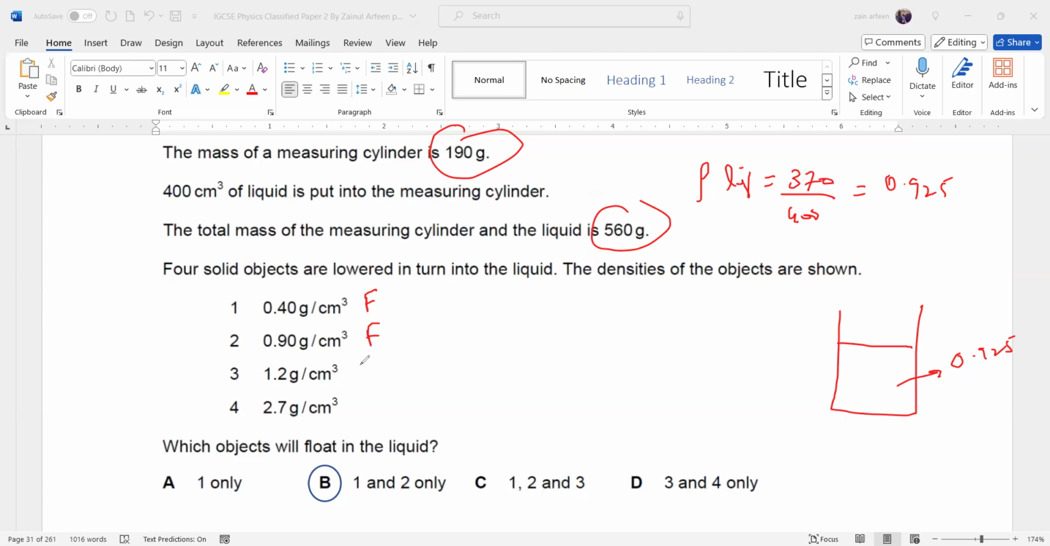1.2, sink. 2.7 also sink. So it means objects 1 and 2 will float, whereas objects 3 and 4 will sink. That's why B is the right answer for this. Is it clear, this one? Any doubt?